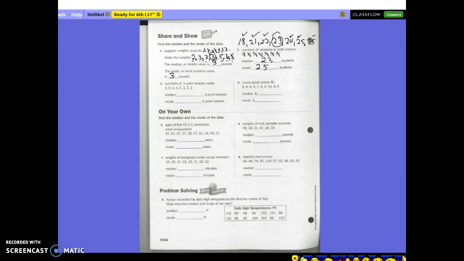Again, these are numbers of 3-point baskets made. Are they going to order their data? Let's do it down here. What's the smallest? 0. So we have a 0 and we have 1, 2, 3 2s. Is that what you guys get? And then what's next? 4. And then 3 5s. So we have 1, 2, 3, 4, 5, 6, 7, 8 numbers. Is that what you have?